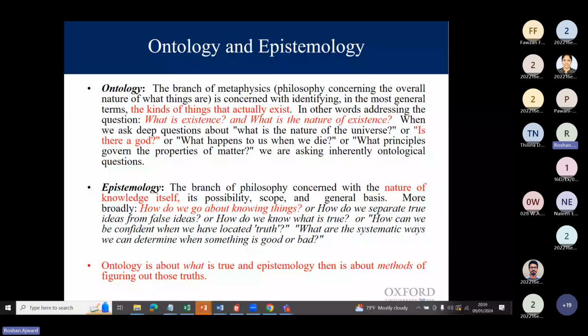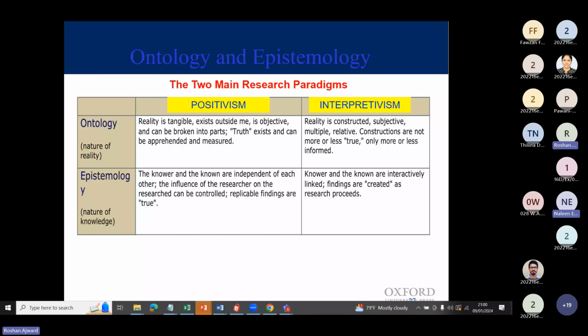So why I'm teaching you this? Why I'm teaching you this is to distinguish between two research traditions, two research paradigms. Right? This is about the difference between two research paradigms.